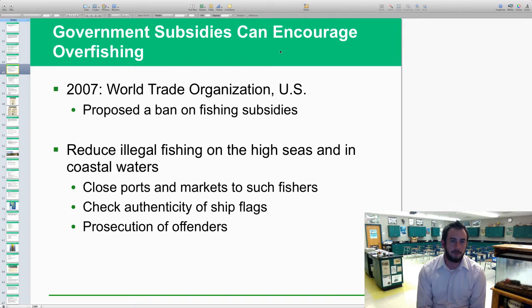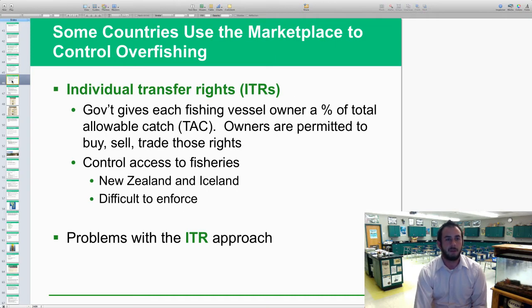Also, reducing illegal fishing on the high seas and coastal waters is another way of managing this, where you close ports and markets to people who are fishing illegally, and check the authenticity of shipping flags and what vessels are actually doing. If they're not just transporting things, there might actually be illegal fishing going on. And prosecuting offenders is another way of using the government to manage fisheries as well.